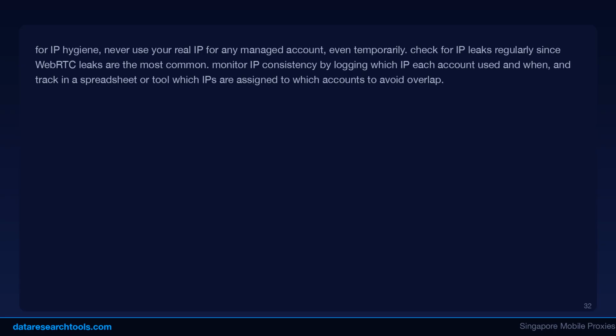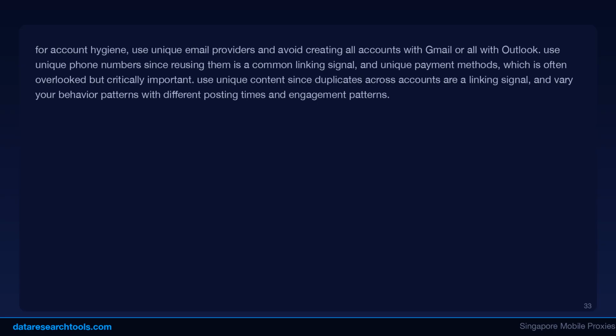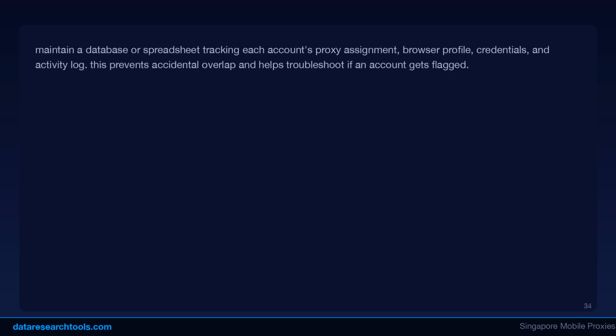For account hygiene, use unique email providers and avoid creating all accounts with Gmail or all with Outlook. Use unique phone numbers since reusing them is a common linking signal. And unique payment methods, which is often overlooked but critically important. Use unique content since duplicates across accounts are a linking signal. And vary your behavior patterns with different posting times and engagement patterns.